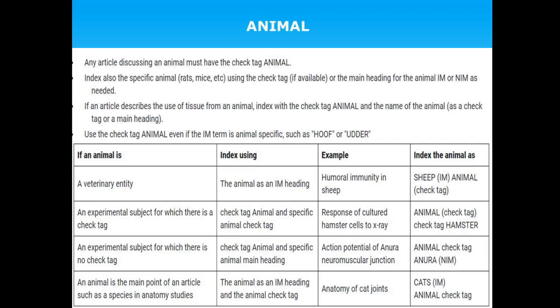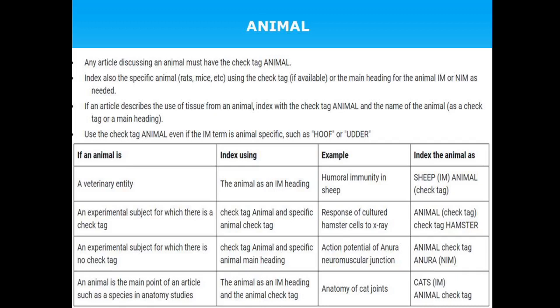In the case of species and anatomy, that's what they are referring to, anatomy of cat joints. So here cat is the animal they are talking about, so automatically cat becomes the IM and animal becomes a check tag, because cat is an animal. So 1 and 4 follow the same rule, whereas for 2 and 3 you have to ascertain whether the animal is an experimental subject, with the check tag or without the check tag. Depending upon that, you have to use the indexing terminologies accordingly.